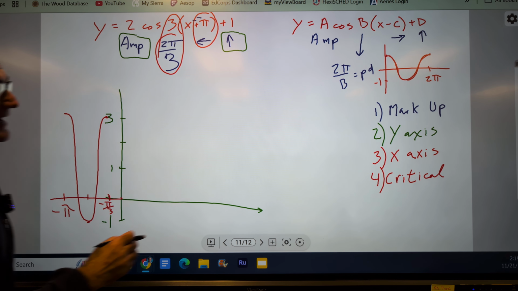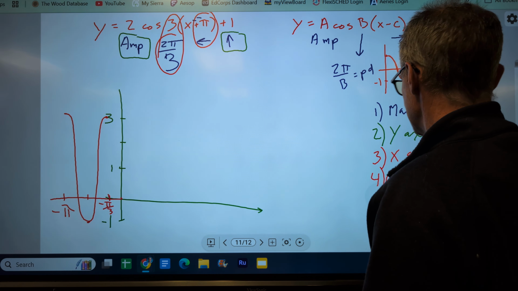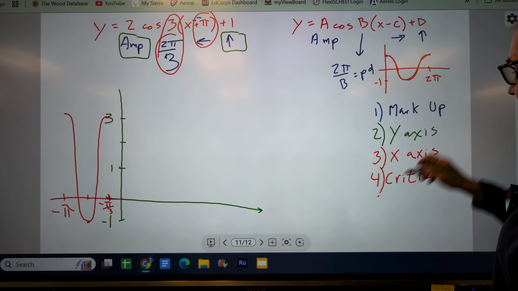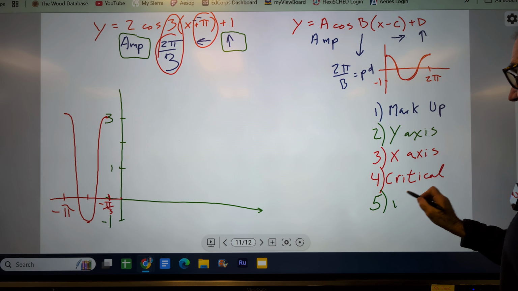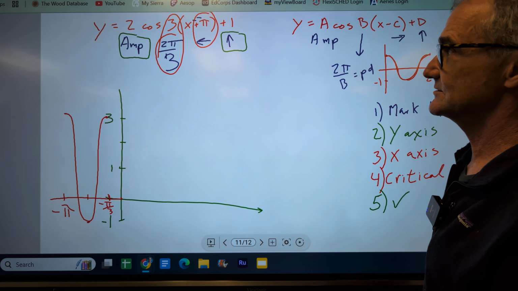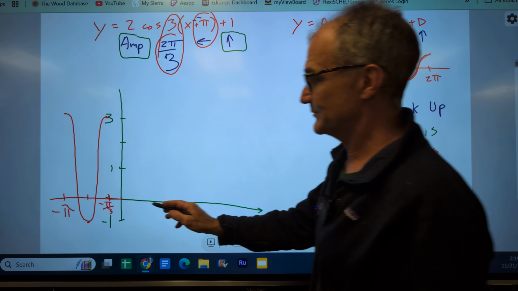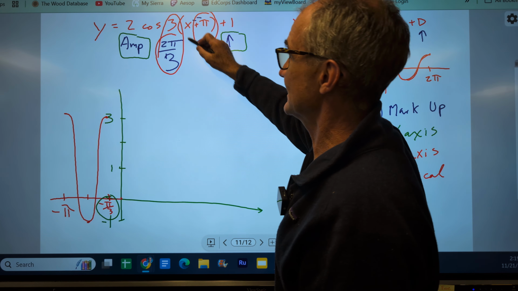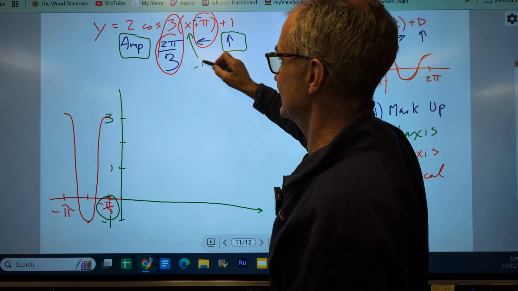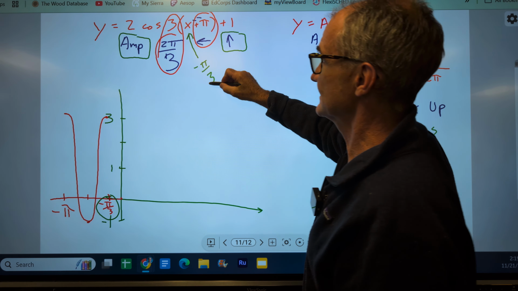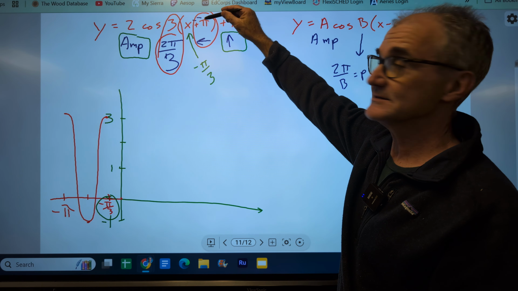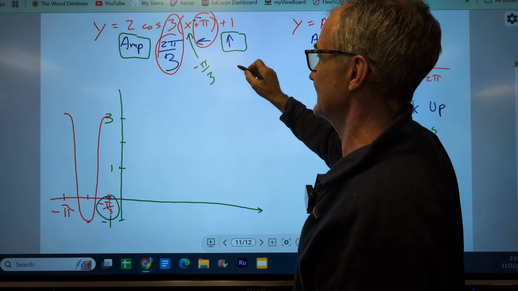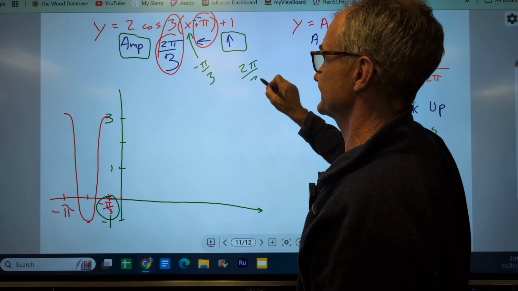And then step 5 is find an exact value and check your work. So I'm going to just pick one point that should work. I'm going to pick this point right here, negative pi over 3. I'm going to plug it in here. So I have negative pi over 3 plus pi. I do the parentheses first. Negative pi over 3 plus pi. That's 2 pi over 3.